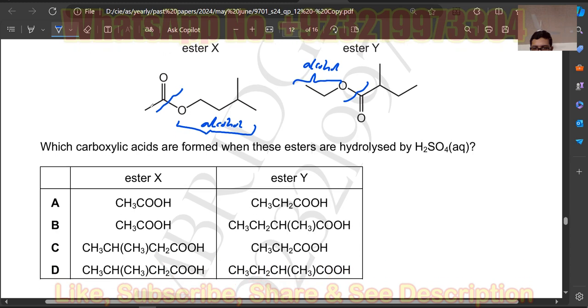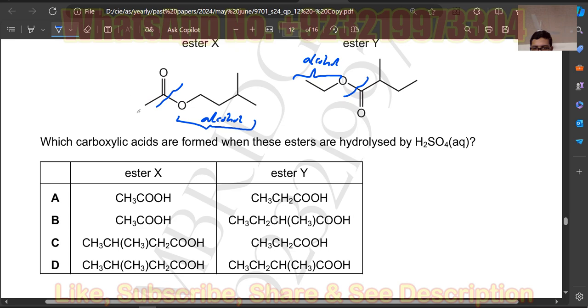Now from ester X it indicates that you are going to get two carbons in the carboxylic acid. That's why the product will be ethanoic acid, and in ester Y you are going to get a carboxylic acid which has 1, 2, 3, 4, 5 carbon atoms. So I'm going to draw a simple structure of the carboxylic acid.